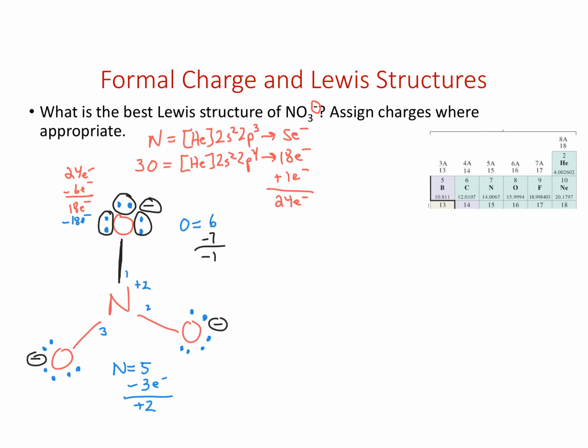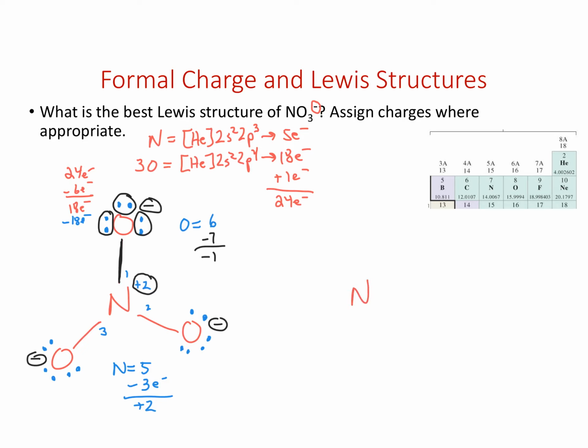So if we look, I have +2 on the nitrogen, and I have a -1 on all the oxygens. Overall, my total charge is still -1 because that +2 is canceled out by 2 of the -1s from oxygen. Overall, the charge is -1. But maybe I can come up with a better Lewis structure for nitrate anion. So back to the drawing board.